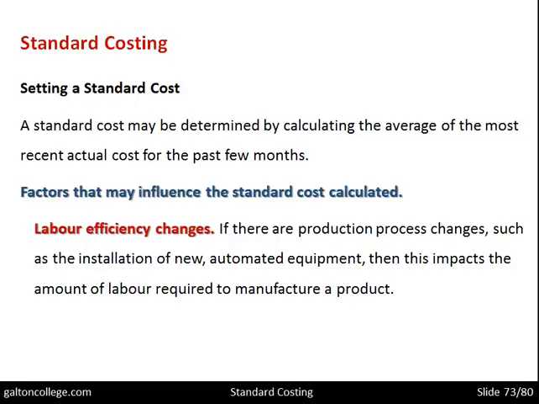Labour efficiency also changes. If the productive processes change, such as the installation of new automated equipment, then this impacts on the amount of labour required to manufacture a product. And that again will influence the estimates of the standard costs. Perhaps fewer workers are required. However, perhaps the workers will have higher skill levels because they're able to use more sophisticated machinery.